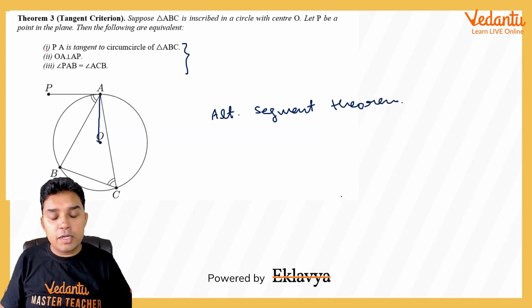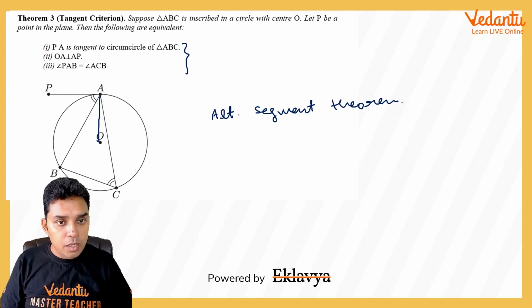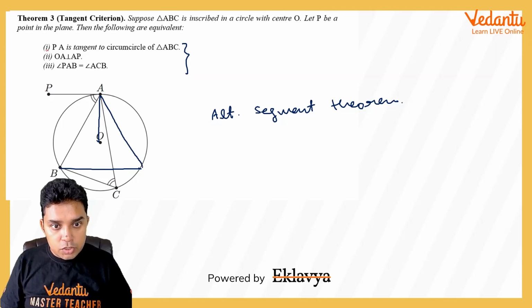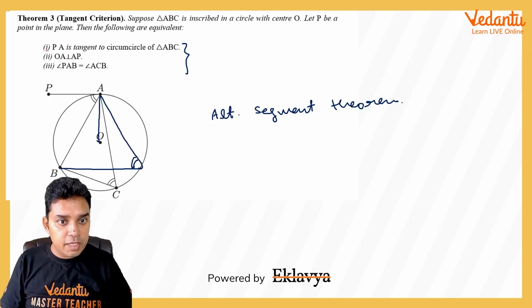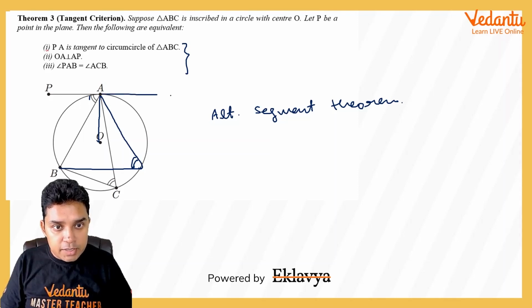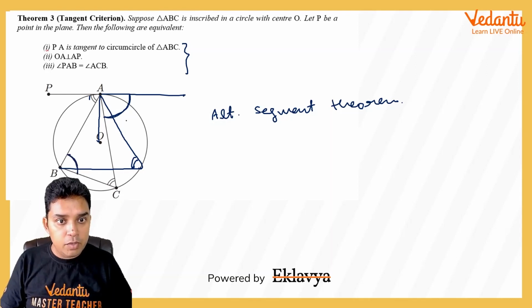Why are we saying alternate segment theorem? You can see this tangent AP is making an angle with AB. For this AB, if you take the angle on the other side of AP, this angle will always be the same as this angle. If we had made the tangent on this side, and then I take this angle, in that case this angle will become equal to what AC is subtending at B. So this angle will become equal to this.